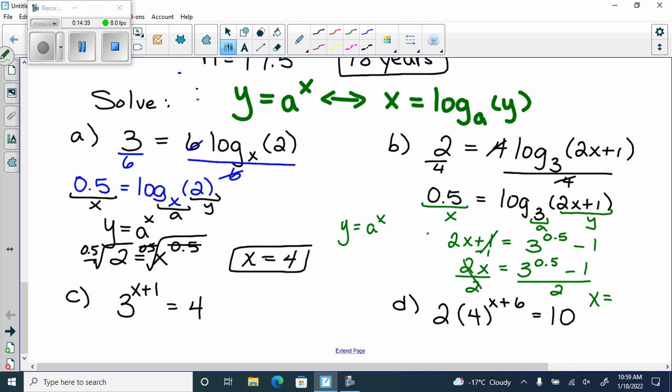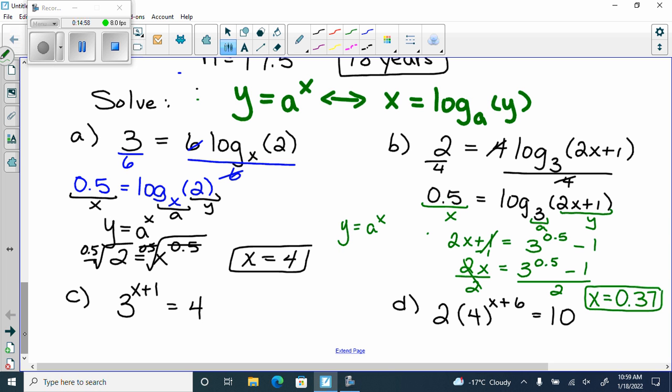What'd you get? 0.37. So we need to make sure we can type it into our calculator, because some people will get to that answer and then they're stuck. You don't want to be stuck on just the typing it into your calculator portion.